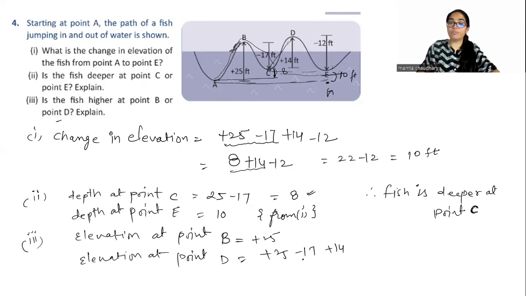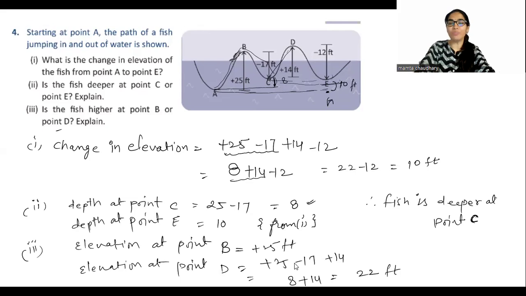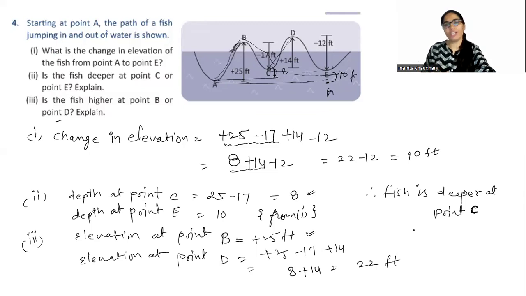Okay, so 25 minus 17 will give you 8, plus 14. 8 plus 14 is 22. So it's 25 feet, it's 22 feet. Right? It means which one point is higher? You tell. Is the fish higher at point B or point D? Yes, absolutely correct. Point B is higher. It is 25 feet. So, therefore, fish is higher at point B.